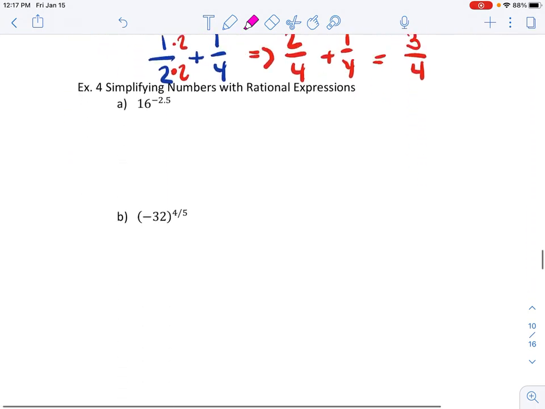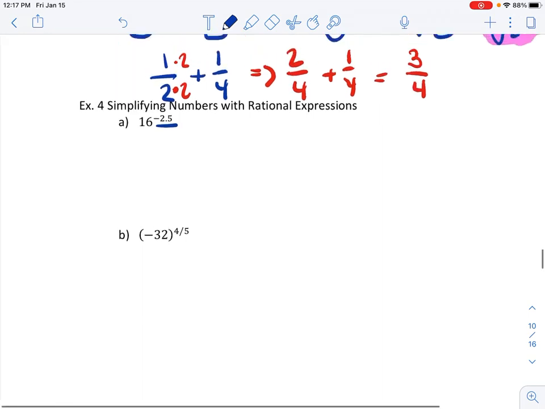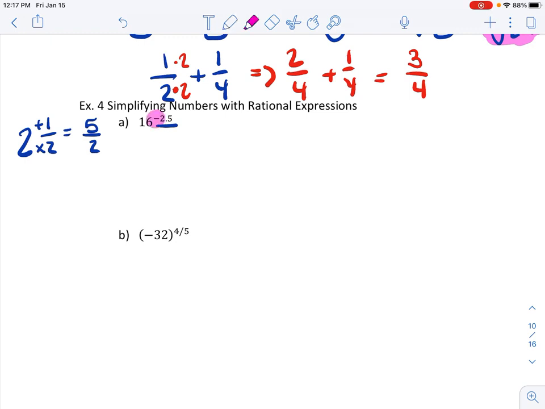And then lastly, we are going to simplify numbers with rational expressions. So I first start out by making this guy a fraction. So I have 2.5. I multiply and I add. So this is going to be 5 over 2. Don't forget this negative though. I leave him off on purpose when I'm doing this step, but I have to remember him later. So I have 16 to the negative 5 over 2 power.